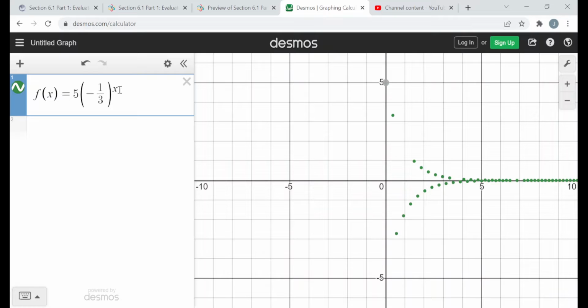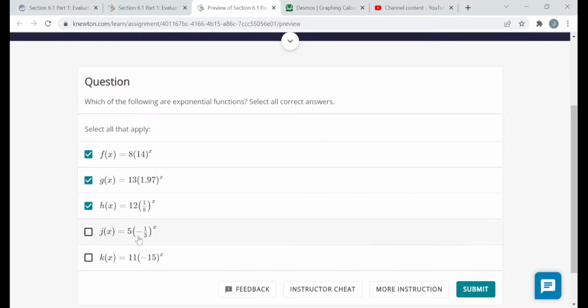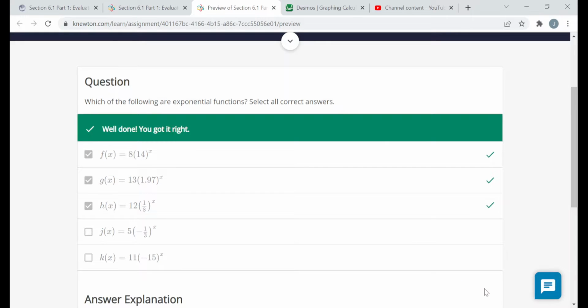Yes, there's a variable in the exponent, but by our definition, because the base is negative, we're not going to consider it. And the same thing for this k of x here, 11 times negative 15 to the x. So the only three that satisfy the definition, a times b to the x, where b is positive, are the first three.